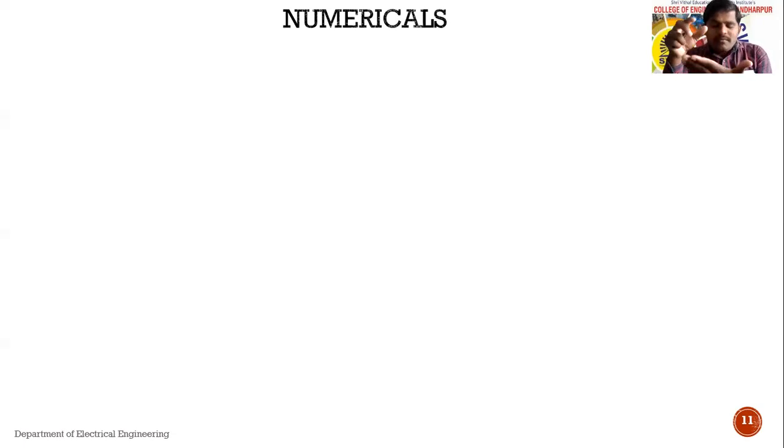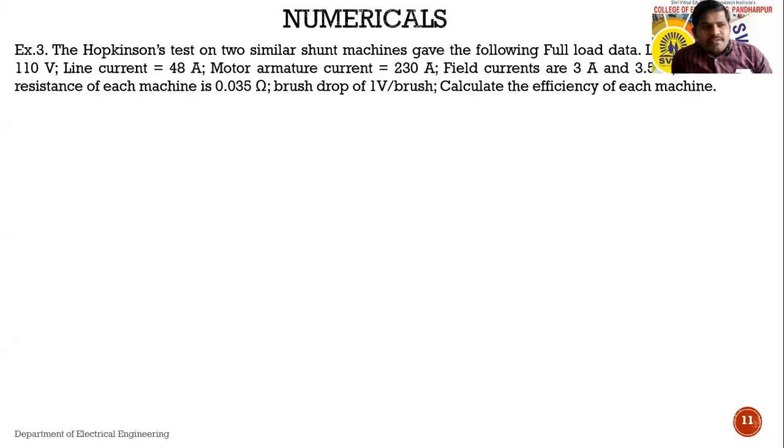Now today we will discuss the problem related to that. All of you write this problem. The Hopkinson test on two similar shunt machines gives the following full load data. The Hopkinson test can be conducted, and after conducting it, it will give the following result, the following full load data.